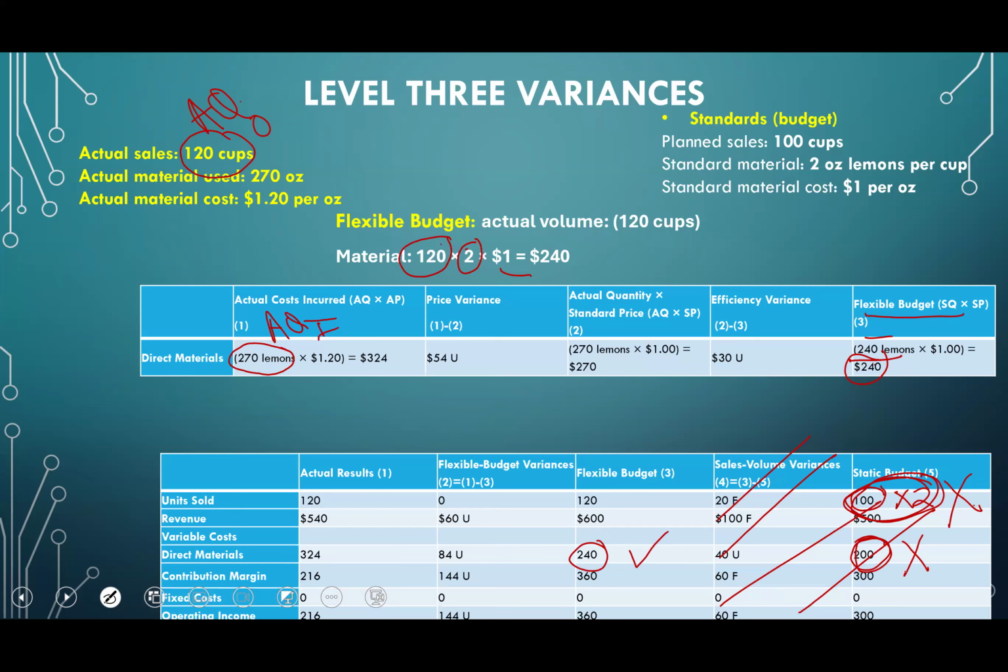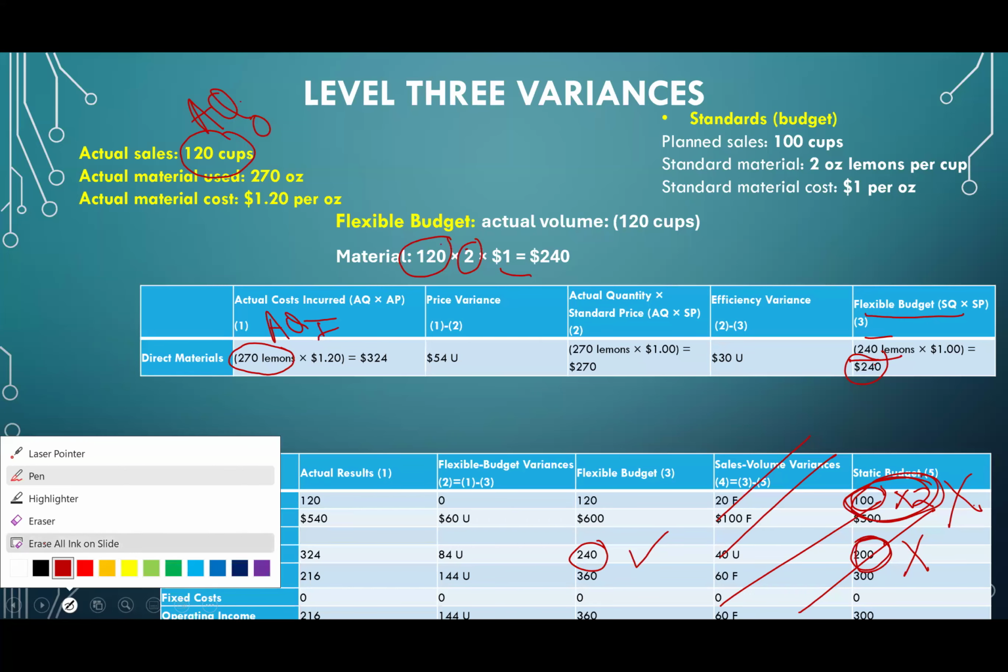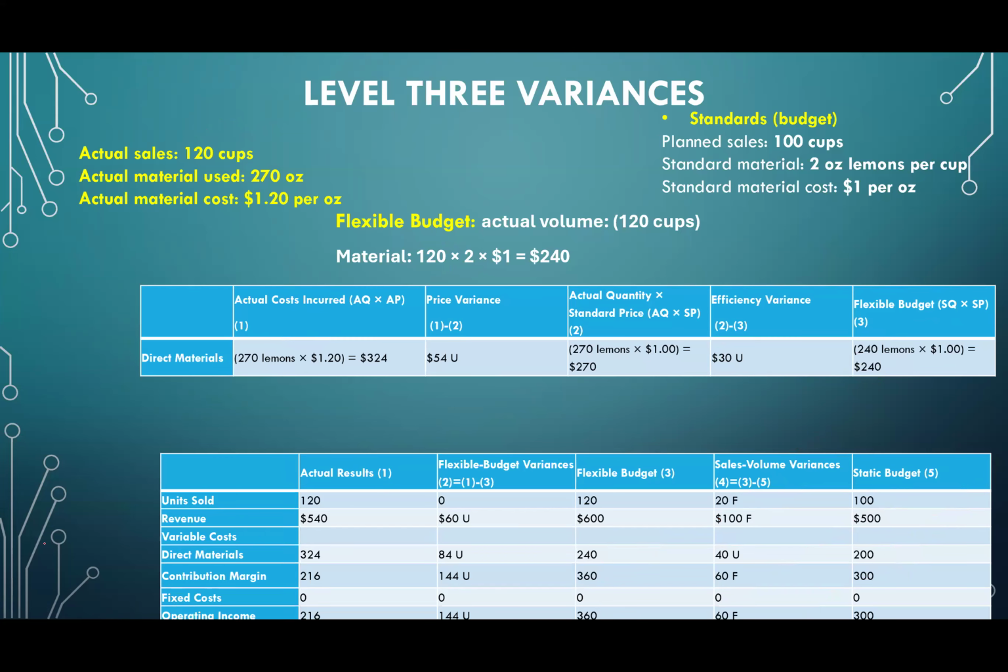Now once you understand that, I'm going to clean this one up one more time and talk about what we have calculated. What we have calculated here is actual quantity of input multiplied by actual price of input, which is cost of lemon, not cost of lemonade. And I come up with $324 actually spent on material. What we have done is split 324 into these two numbers.